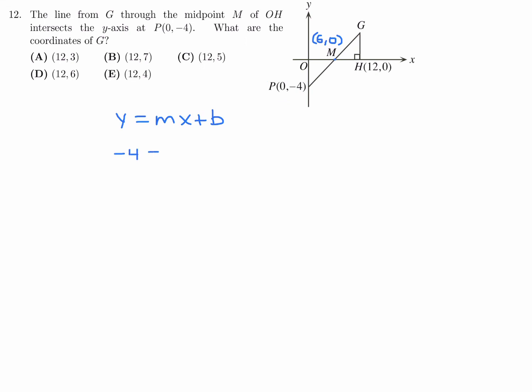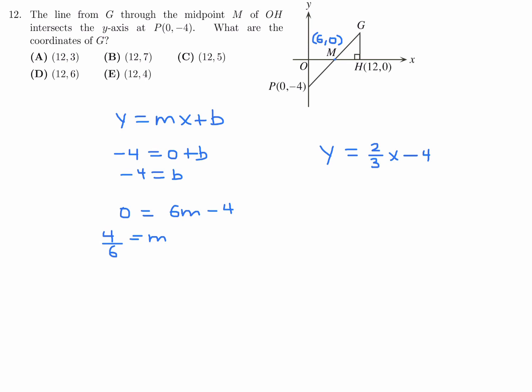So minus 4 is equal to 0 plus b, therefore b is negative 4. And then let's plug in this point, and that gives me 0 is equal to 6m minus 4, and therefore m looks like is 4 over 6. So we have the equation of our line. It's y is equal to 4 over 6, which is 2 over 3, x minus 4. And then now all we have to do is just figure out that coordinate G.